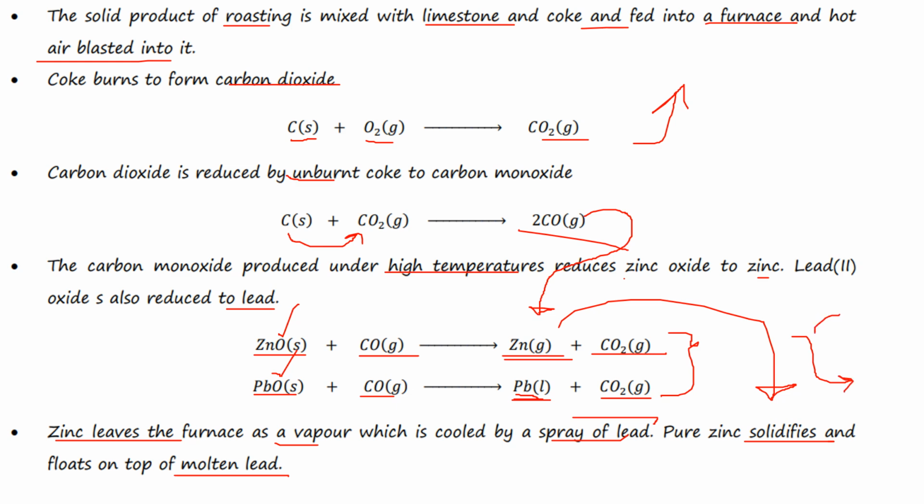So as more zinc escapes as a vapor, we spray it with lead. This is going to cause it to melt also, and it is going to float on top of lead which has already melted earlier on because it melts fast, and it is going to be tapped off from the top of molten lead, and that's how we are going to obtain our pure zinc, or that's how the extraction of zinc is going to be completed.